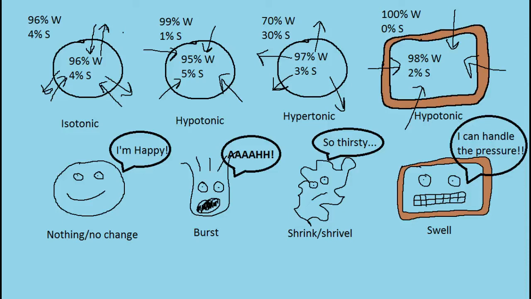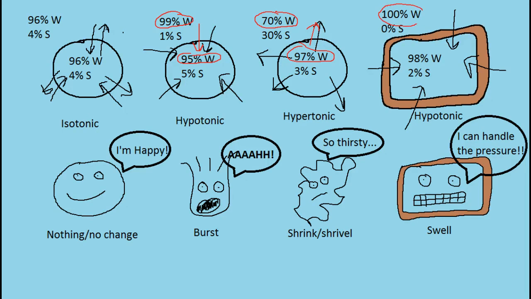So our very first one right here, water is going to be entering and leaving equally. He's isotonic. He's happy. Second one, hypotonic, going to burst because all of that water is going to be going from where it's highest, outside, to where it's lowest, inside, causing him to swell, possibly burst. This next cell here is going to be hypertonic. Remember, water is going to be leaving because it's highest inside. Water always goes from where it's highest to where it's lowest.